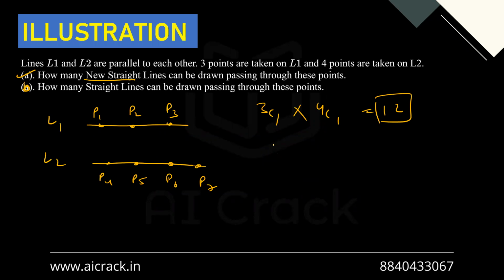So basically what I'll be doing is 3C1 times 4C1 only. And after that, I'll be adding 2 lines, basically L1 and L2. Because if I choose any 2 points from here, I'll be getting L1 only. If I choose any 2 points over here, I'll be getting L2 only. So plus 2. So that would give me 14 as the answer.